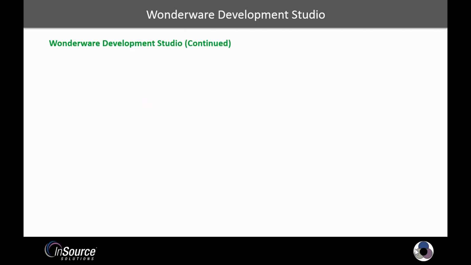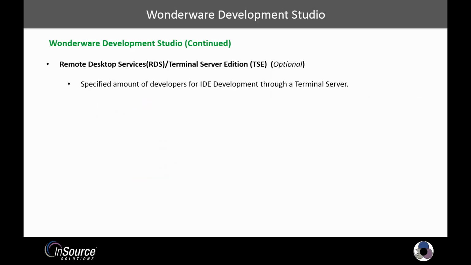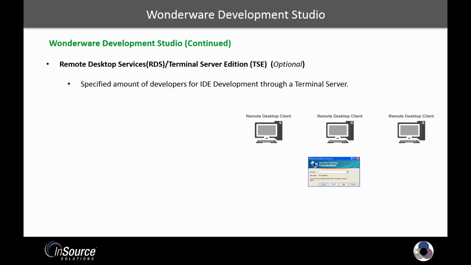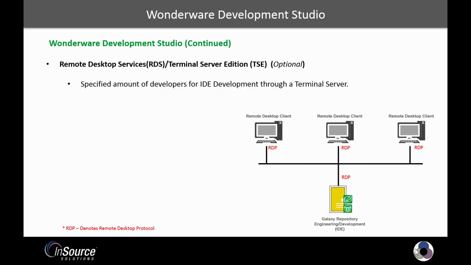Now, also with the Development Studio, it can come in a remote desktop or terminal server option. So we can have a variety of developers accessing through remote desktop the IDE that communicates to the Galaxy. So what is an IDE? Well, we will see that in an upcoming video. But the IDE stands for the Integrated Development Environment. It's what we use to develop inside of the Galaxy. So 3 developers access through remote desktop the IDE that sits on the Galaxy repository server in this example.